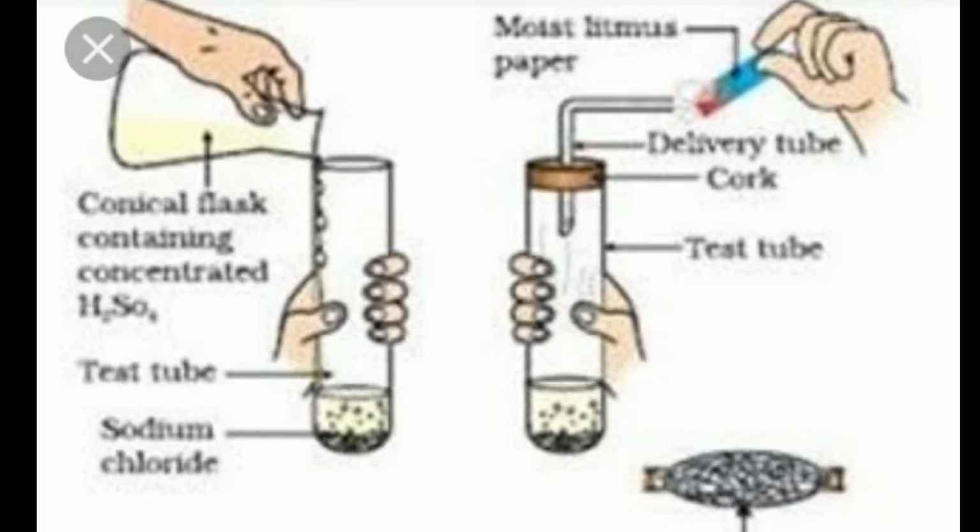For this, we take 1 gram of sodium chloride in a clean and dry boiling tube and add a little sulfuric acid into it carefully. A rubber cork with a glass delivery tube is fitted in this boiling tube. Concentrated sulfuric acid reacts with sodium chloride to produce hydrogen chloride gas, which comes out from the delivery tube.